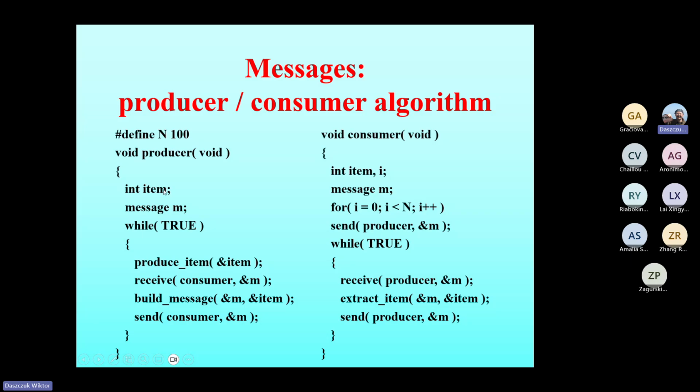It produces an item and sets an item entered to the message. Let's look how it happens. While true, so it is an infinite loop. The producer creates an item. It receives an empty message, M, from the consumer. It enters the item to the message and sends the message back to the consumer.